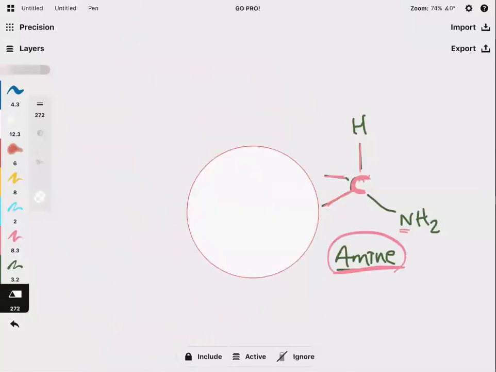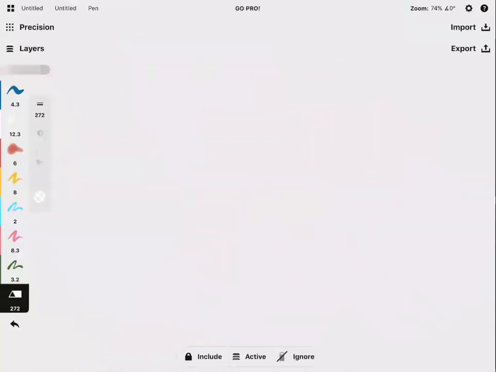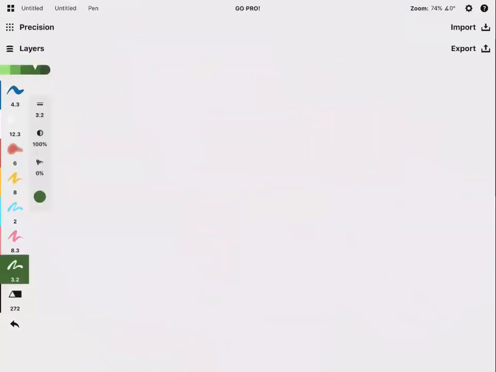So let's practice a couple of structures. What if I had... so hopefully you were able to identify that this carbon right here is nitrogen's neighbor, and it has a double bond to the oxygen. So this is an amide.